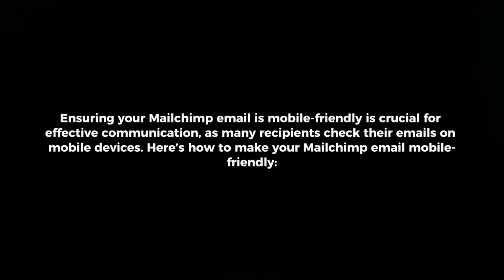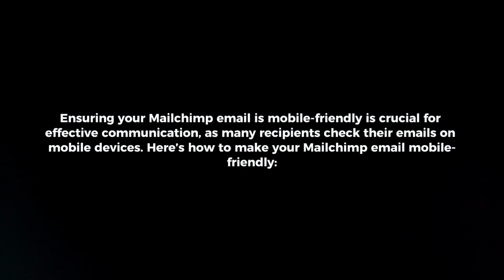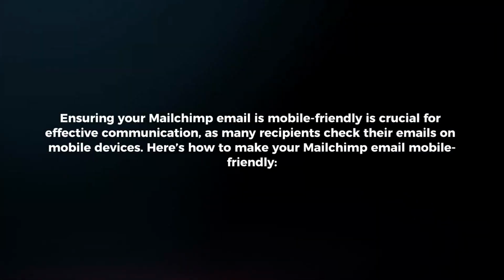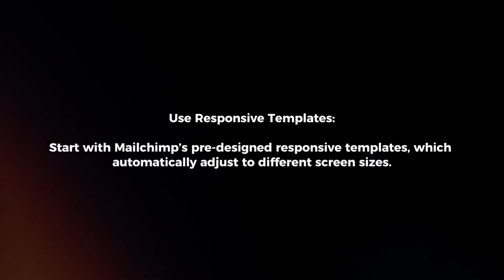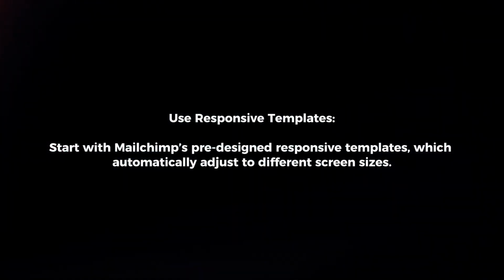Ensuring your Mailchimp email is mobile-friendly is crucial for effective communication, as many recipients check their emails on mobile devices. Here's how to make your Mailchimp email mobile-friendly. Use responsive templates. Start with Mailchimp's pre-designed responsive templates, which automatically adjust to different screen sizes.